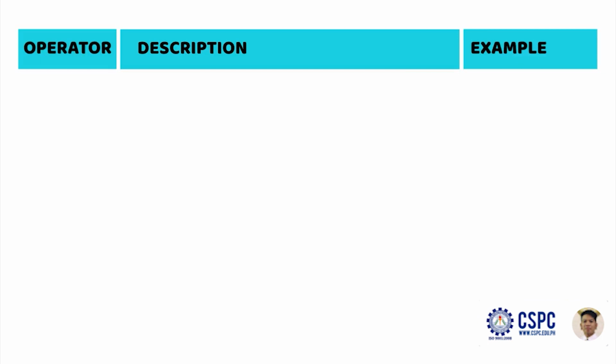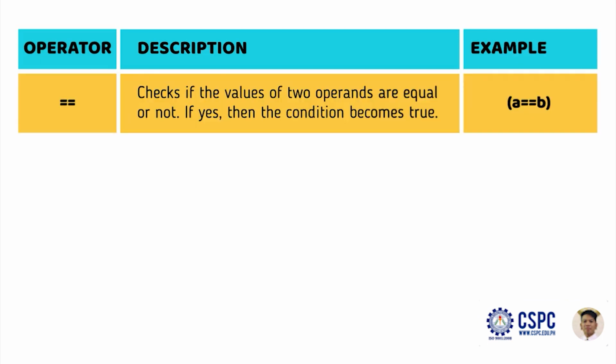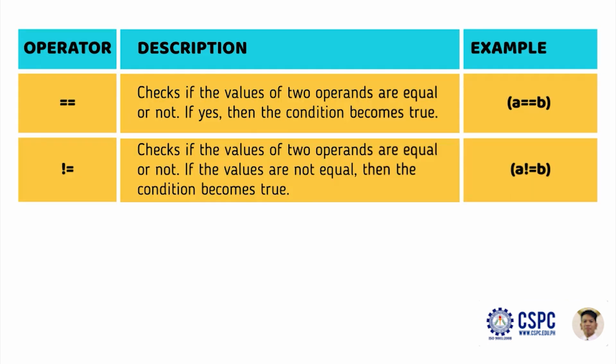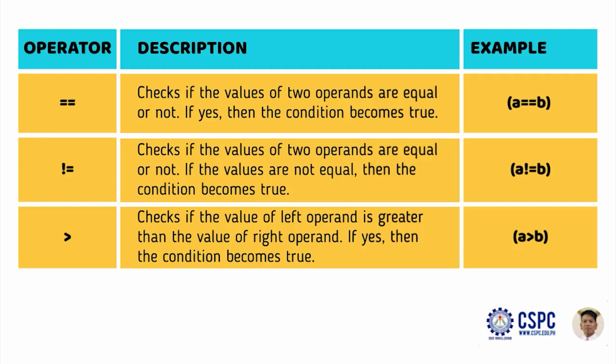Here is the list of relational operators. First, the equal to checks if the values of two operands are equal or not. If yes, then the condition becomes true. Example, A is equal to B. Next, the not equal to checks if the values of two operands are equal or not. If the values are not equal, then the condition becomes true. Example, A is not equal to B.